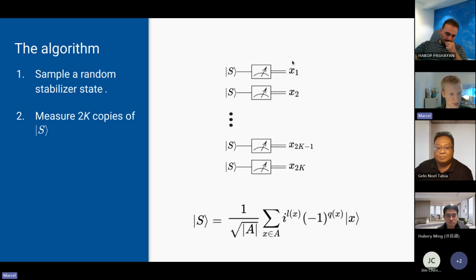So if you measure a stabilizer state of this form in the computational basis, you can basically forget about all these phases here. You only see a bit string that is uniformly randomly sampled from this affine subspace. Now, as I said before, this is a bit annoying because we don't really want to work with affine subspaces. We would like to work with linear subspaces. So what you can do is sample twice, then add the two, and you get rid of whatever affine shift is there.